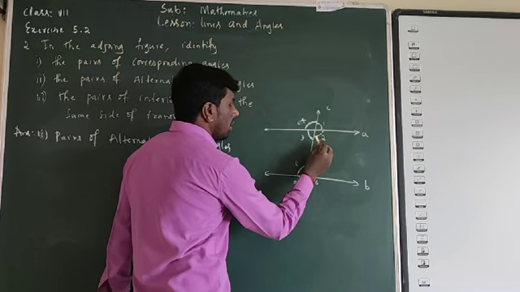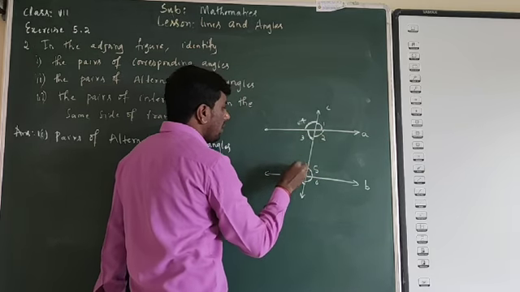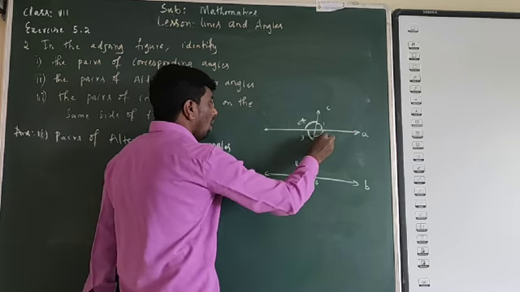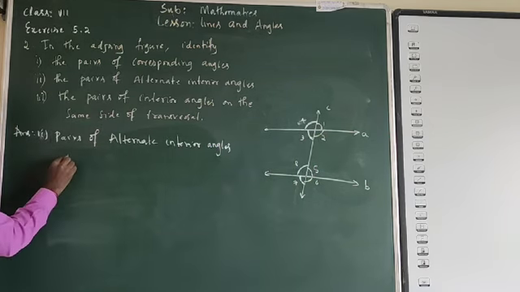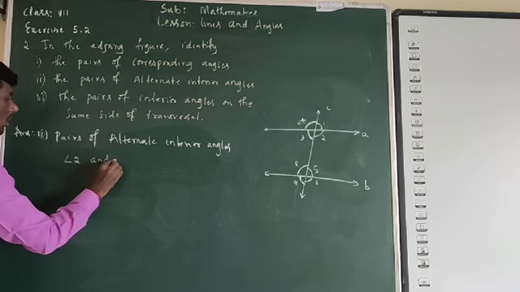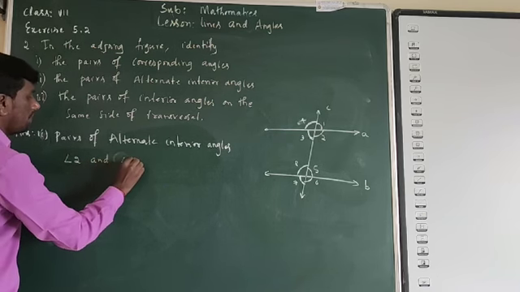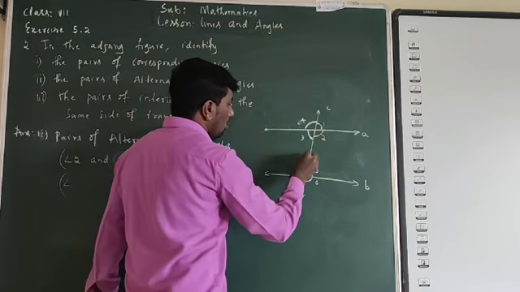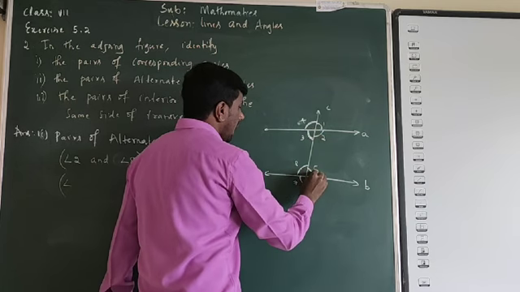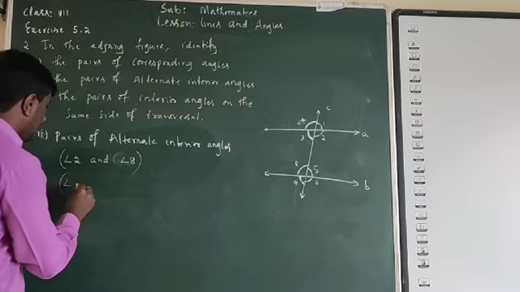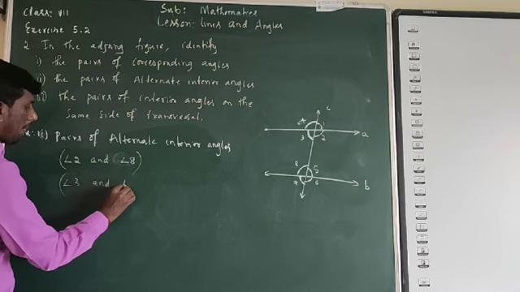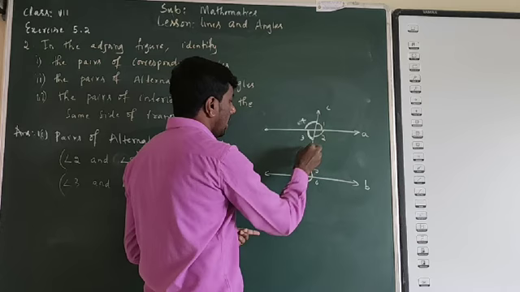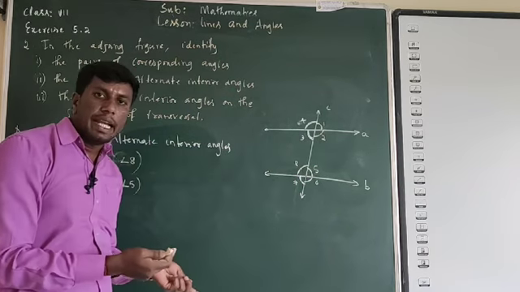2 and 5 are on the same side. What is alternate? 2 and 8. Look at 2 and 8. It is alternate interior angles. So angle 2 and angle 8 are the alternate interior angles. That is one pair. The second pair is angle 3 and angle 5. Now these are only two pairs. Angle 3 and 5, angle 2 and 8 are the alternate interior angles.